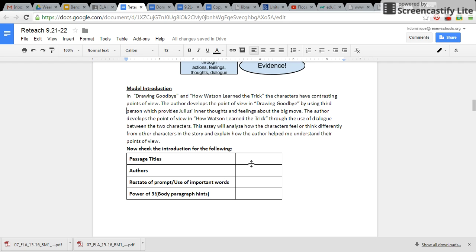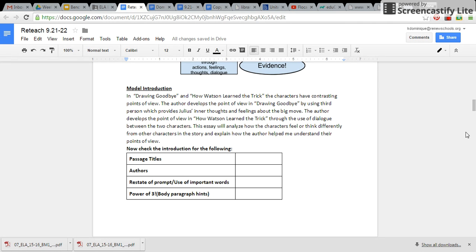So, passage titles. I have both Drawing Goodbye and How Watson Learned the Trick. Check. Authors, there were no authors, so you can leave that. You can put an X in this box. We didn't know the authors of either story, I don't think. You can refer back to your benchmarks.